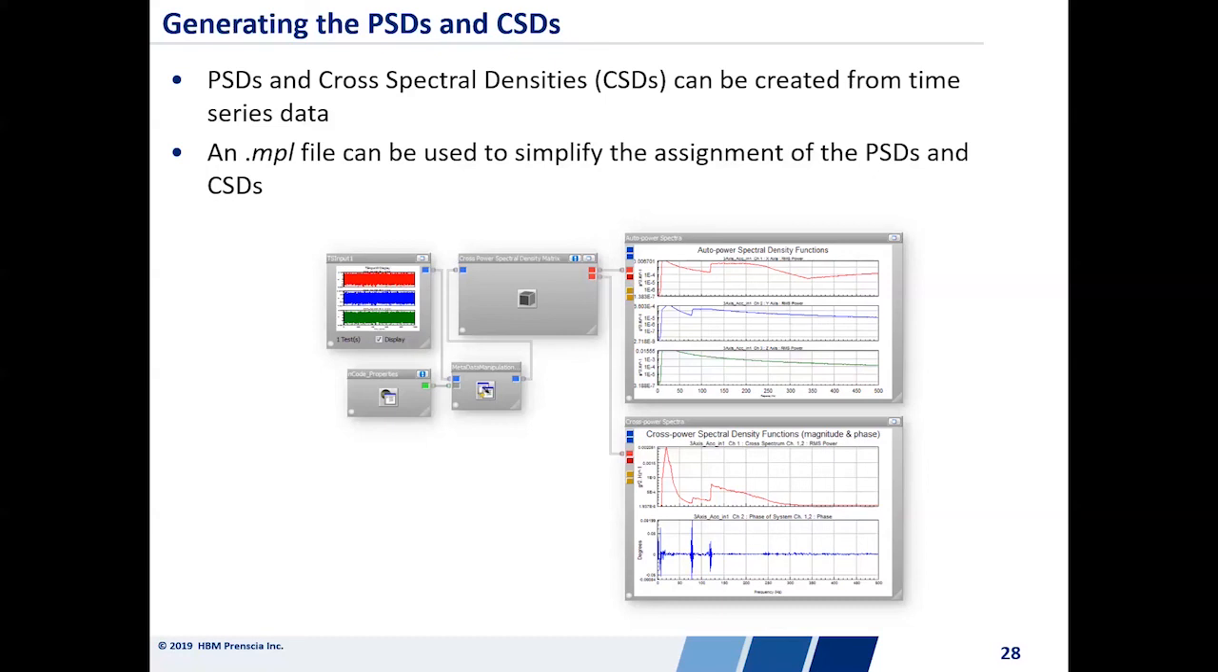In addition to those two things, and we can see them graphically right here in the displays, we're going to be generating a third file, or a second file, that has the file extension MPL. That just stands for multiple PSD loads. It's not a requirement to use this, but it will make your life a little bit simpler when we get into the DesignLife process and begin assigning these numerous PSDs and cross-spectral densities to the various load cases in our FE model.